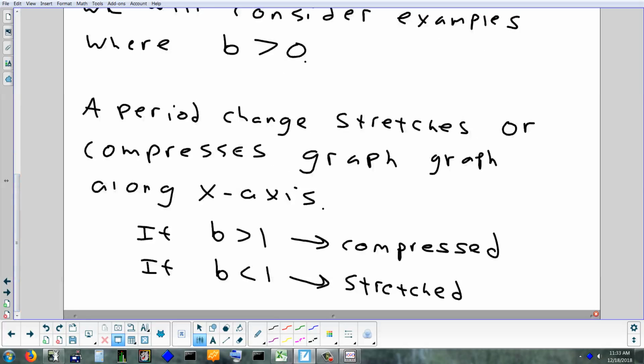So greater than 1, it compresses. Less than 1, but still more than 0, it's stretched. The further you are away from 1, the more pronounced the end result. Okay. If you put in a really big number, you're going to get a lot of compression. Like if you put in 100x, it's going to go up and down 100 times for every 1 second.